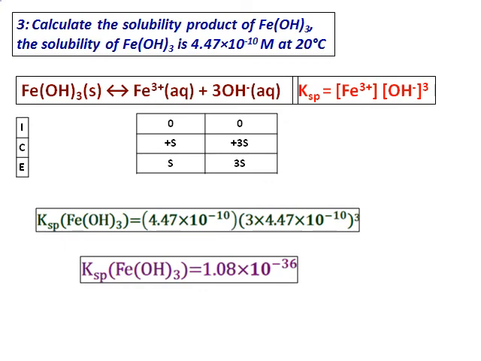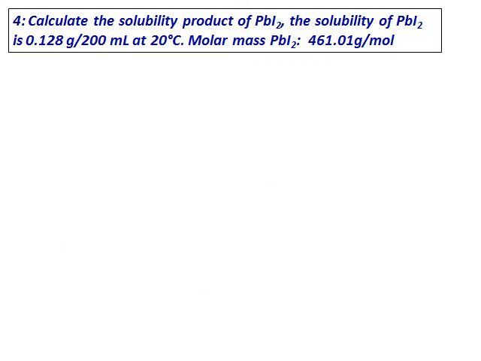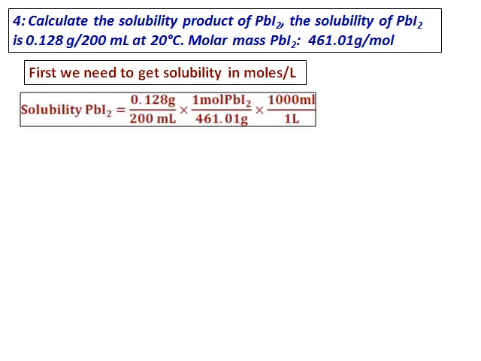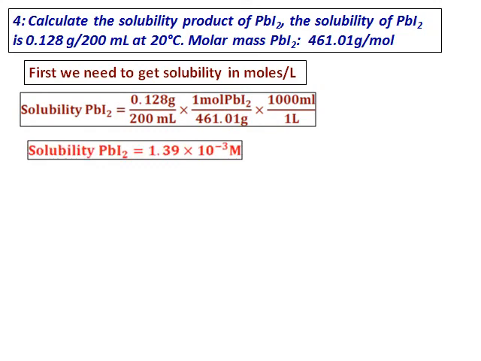Calculate the solubility product of PbI2. The solubility of PbI2 is given, and if you notice, it is given in grams per 200 milliliters, and the molar mass of PbI2 is also given. So this is a different kind of question, where the solubility product is asked from the solubility. The first thing we have to do is get the solubility in moles per liter. In order to do that, you just divide by the molar mass of PbI2 and then multiply by 1000 ml, and I get the solubility in moles per liter.